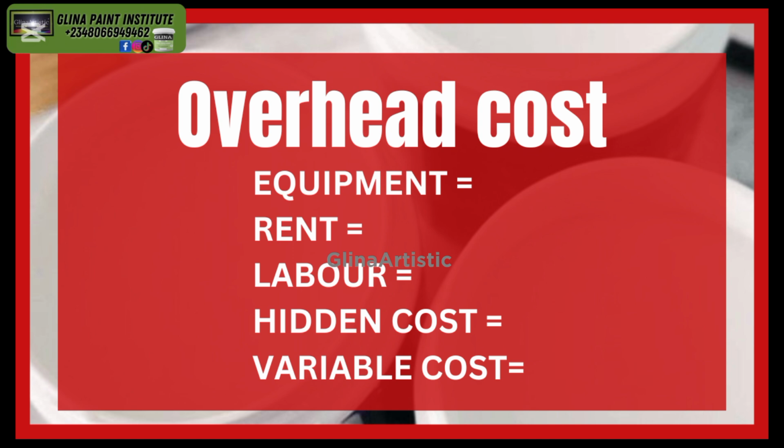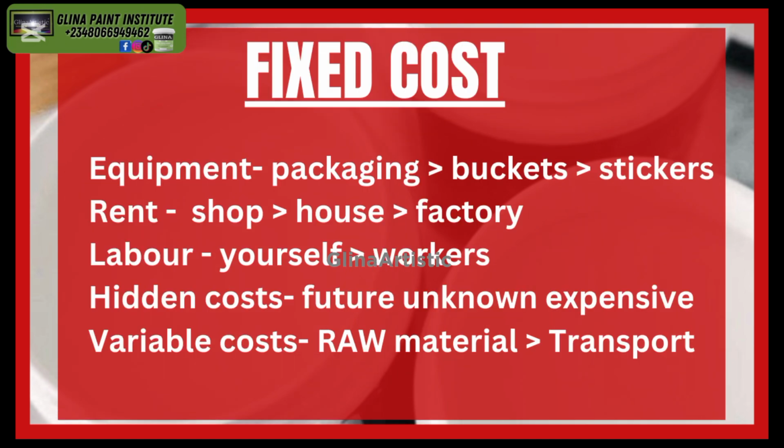So now under the overhead costs, we have equipment, which are our buckets, stickers, and so on. We have the rent, we have the labor, that's ourselves, or if we have someone we employed, remember a salary or whatever. We have the hidden costs. I've explained this before. Hidden costs, you know it. You're sick, your equipment gets damaged. We have the variable costs, just transportation. You understand? So we are going to cost all this later on, which we're going to be using for our chemical costing as well.